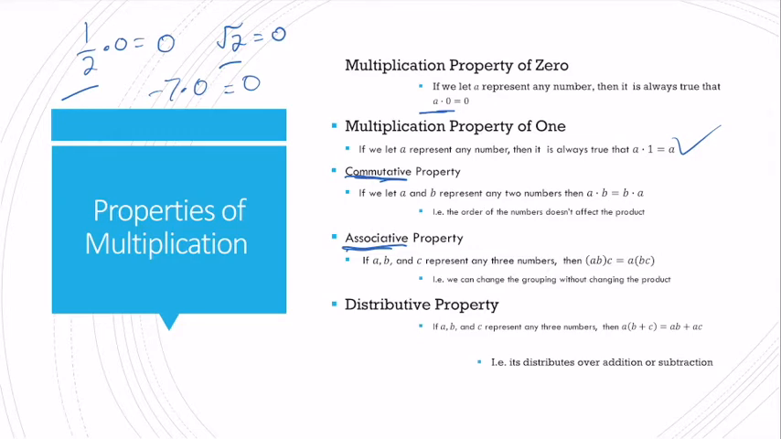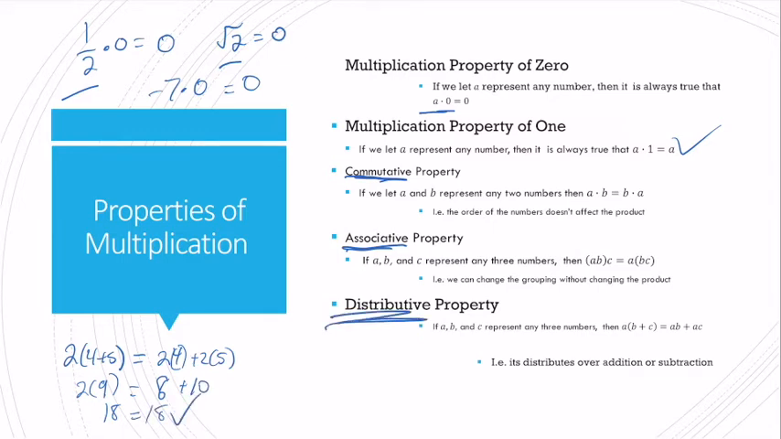But what's really cool is it's also distributive. If I have 2 times 4 plus 5, that's the same as 2 times 4 plus 2 times 5. Let's test that. 2 times 9 is 18. I didn't do that on purpose. 2 times 4 is 8, plus 2 times 5 is 10. That's 18. So multiplication is distributive.